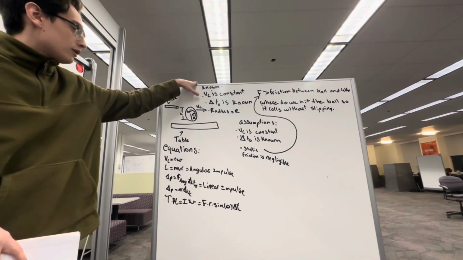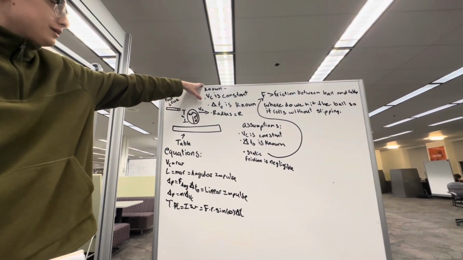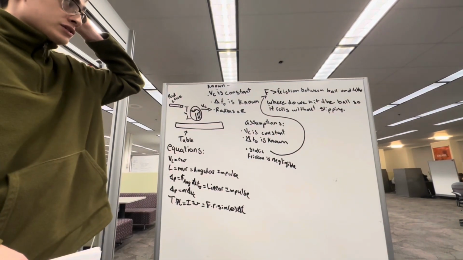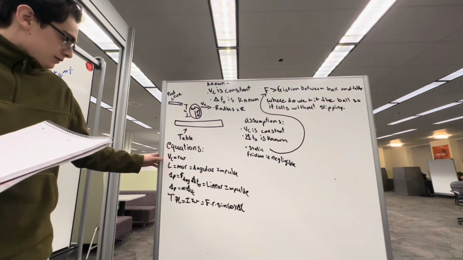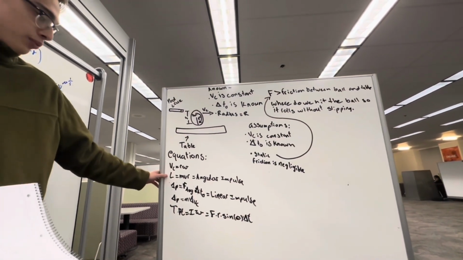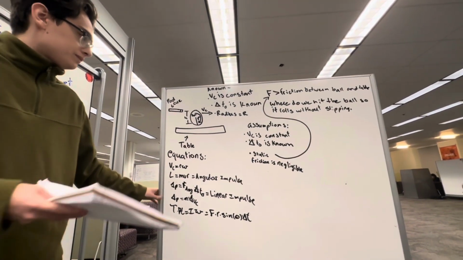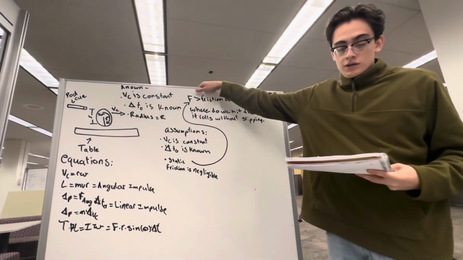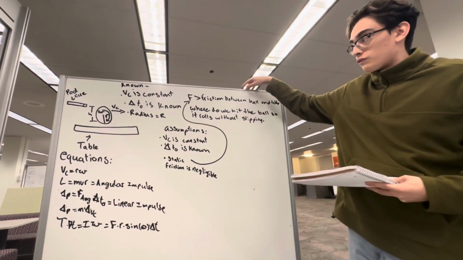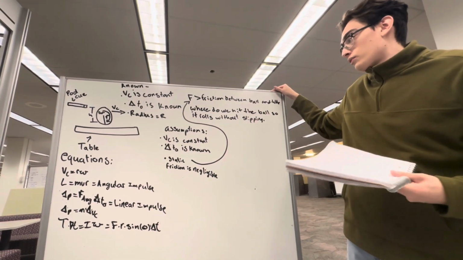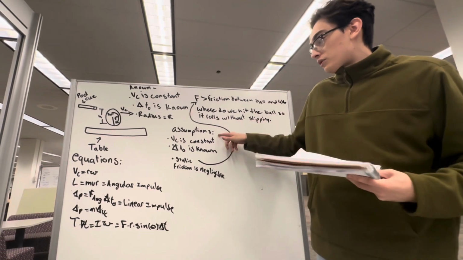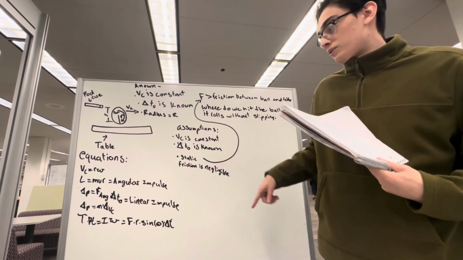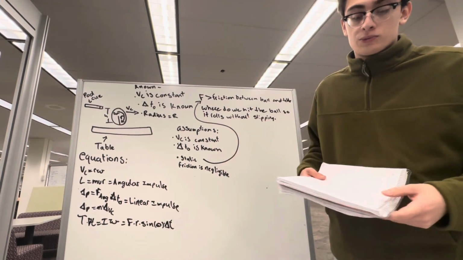Our knowns are our centripetal velocity, it's constant, our change in time is known, and our radius is r. We use angular impulse and linear impulse. We're also assuming the force is greater than the friction between ball and table. Our assumptions are velocity is constant, the change in time is known, and static friction is negligible.